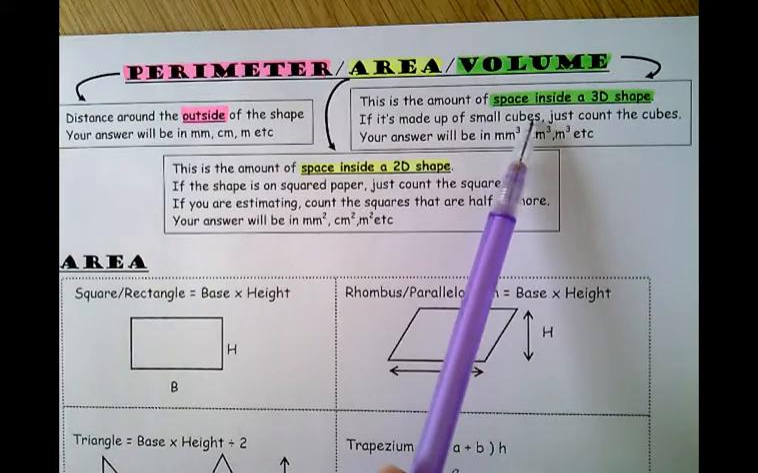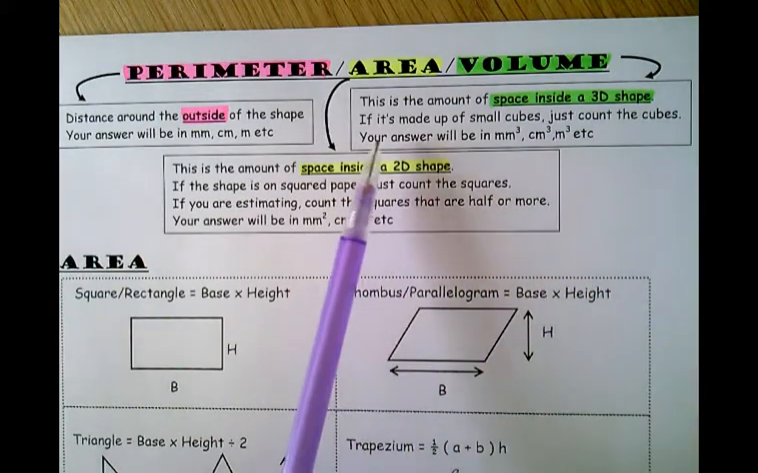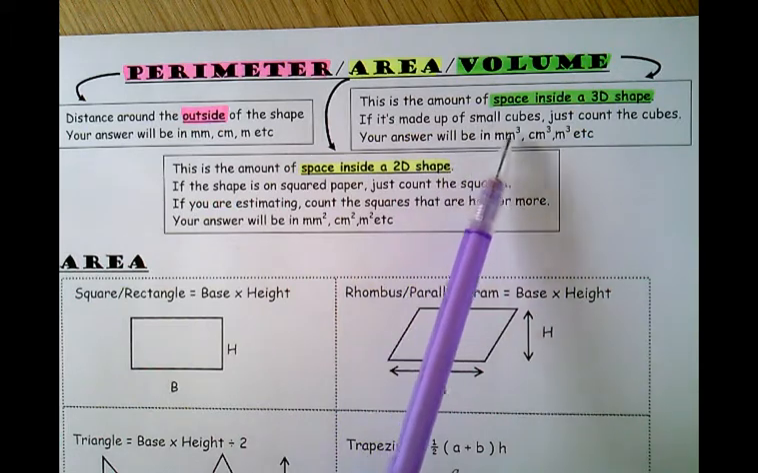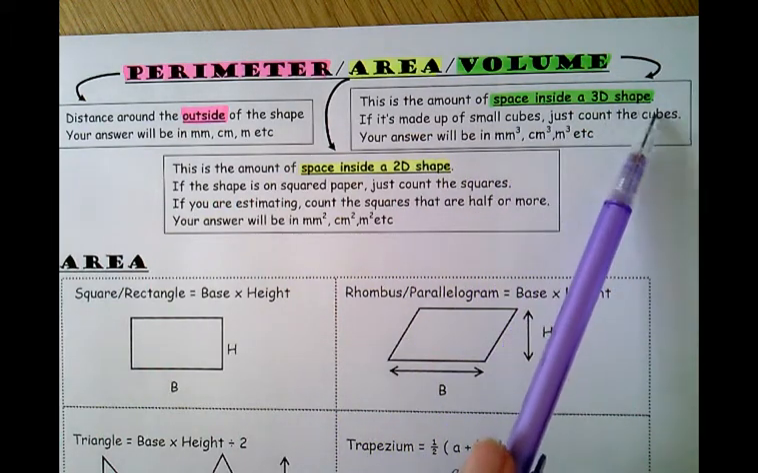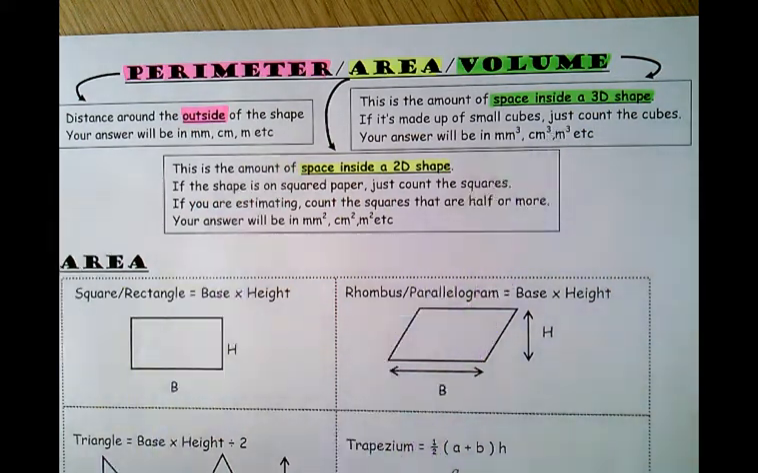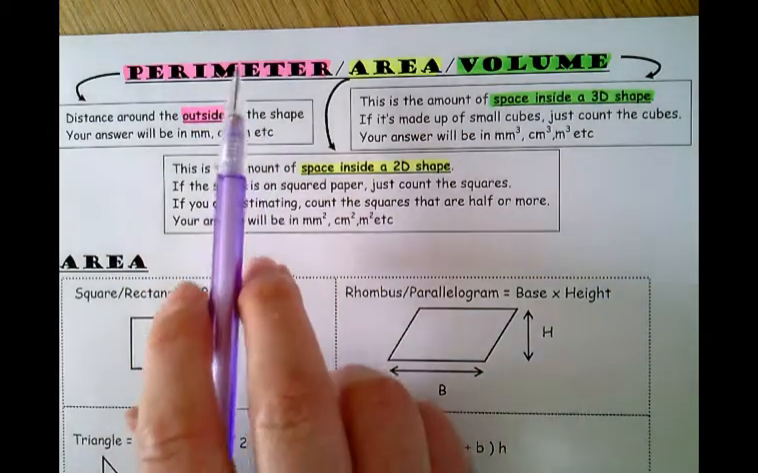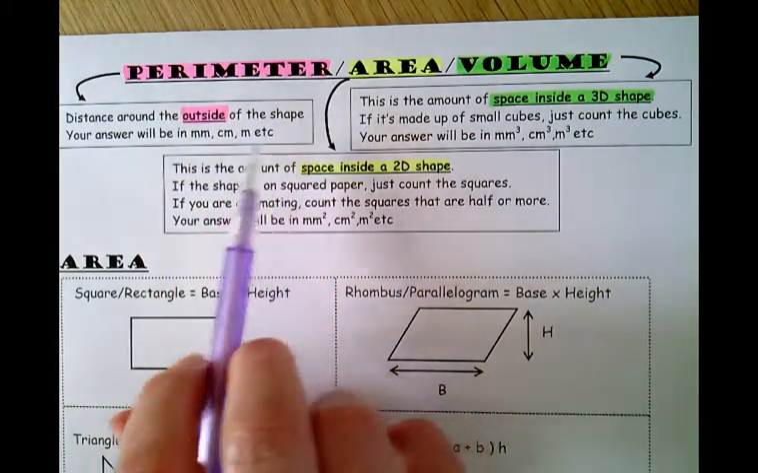So if you are able to count them like that, then just count them and that will get you your volume. And your answer will always be in millimetres cubed, centimetres cubed, metres cubed, etc. So because you're counting the cubes, your answer is always cubed for your units of measurement. So perimeter is quite straightforward then. You're just looking at the total distance around the outside.